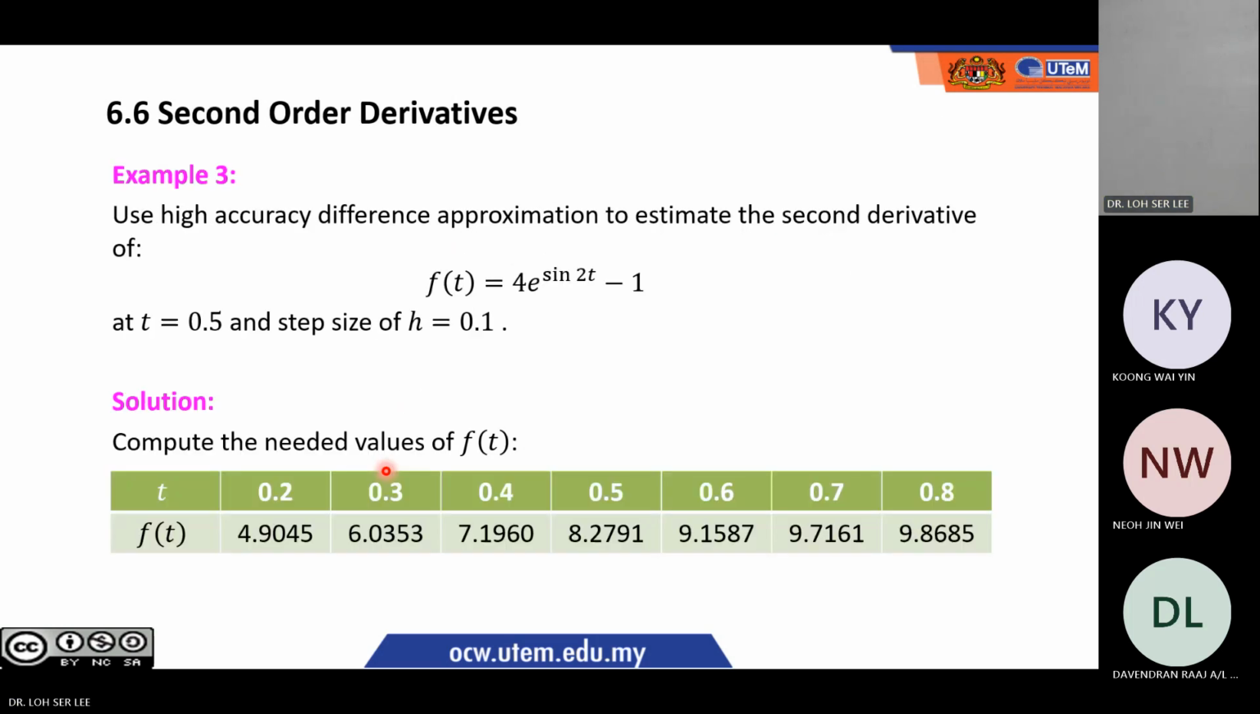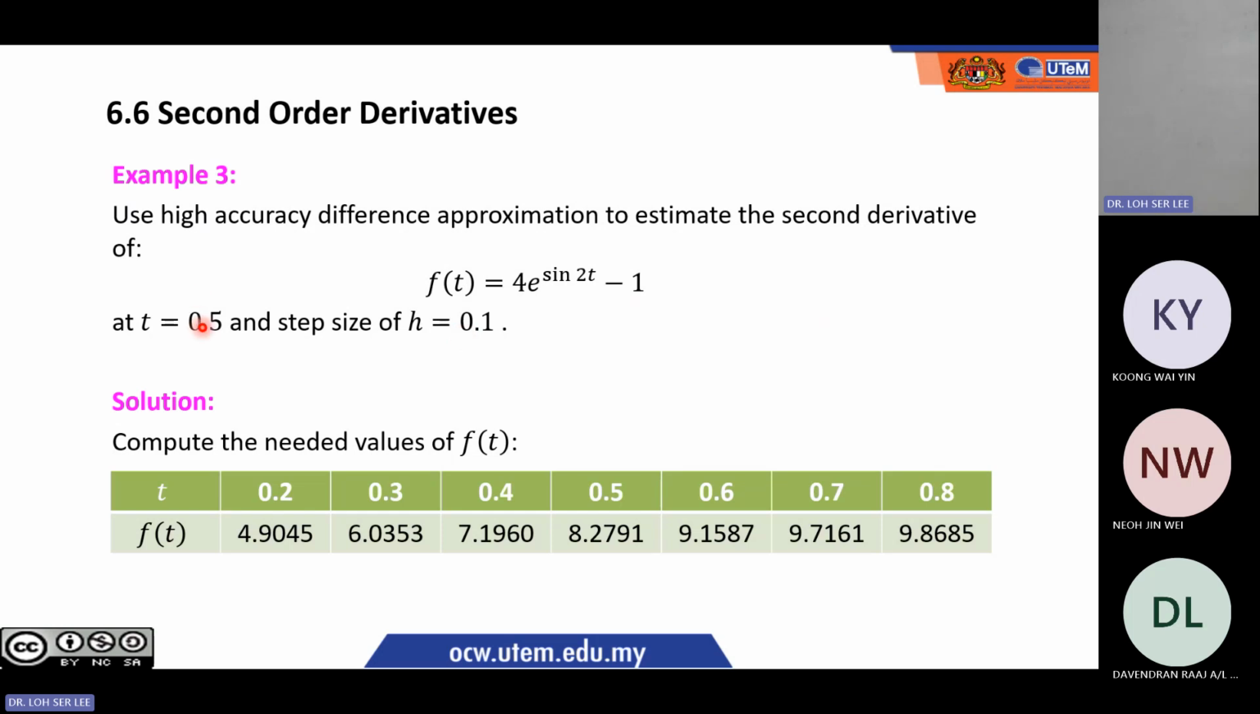Okay. Now example number 3. Use high accuracy difference approximation. That means we have to use the formulas number 4, 5, 6, to estimate the second derivative of this at t equals 0.5, with a step size of 0.1.